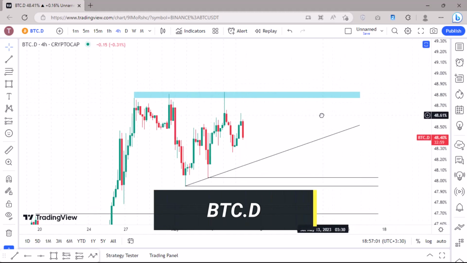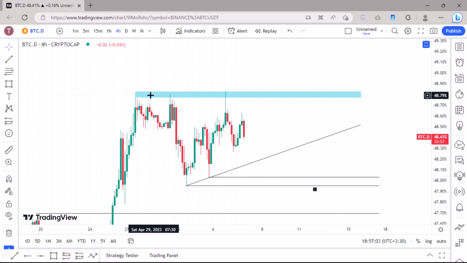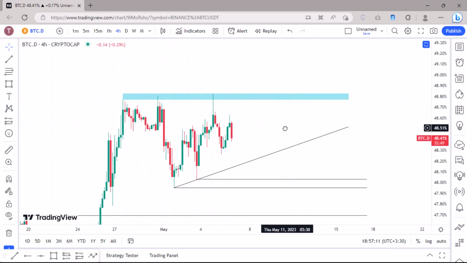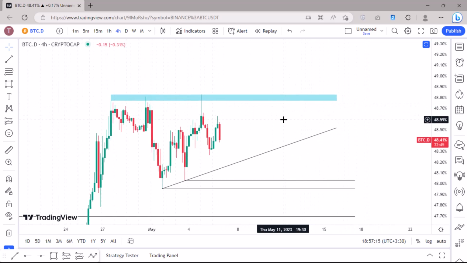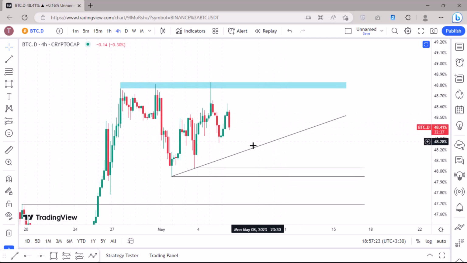We have this resistance for the Bitcoin dominance chart, which you can see the price got rejected from several times, once here, second time here, and a third time here. So we draw this resistance area. In the future, if we see some nice candles on that, we can understand that Bitcoin dominance is getting rejected from this level. And also we have this trend line for the price.